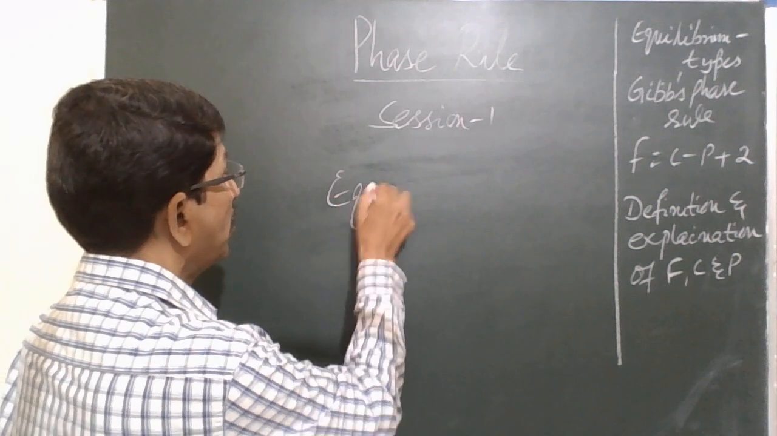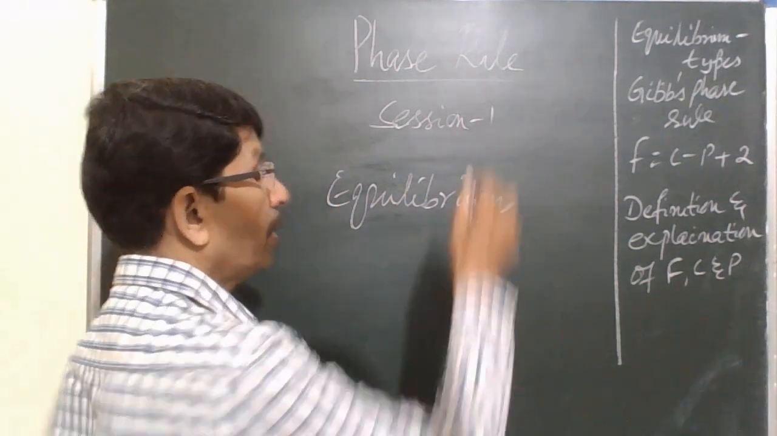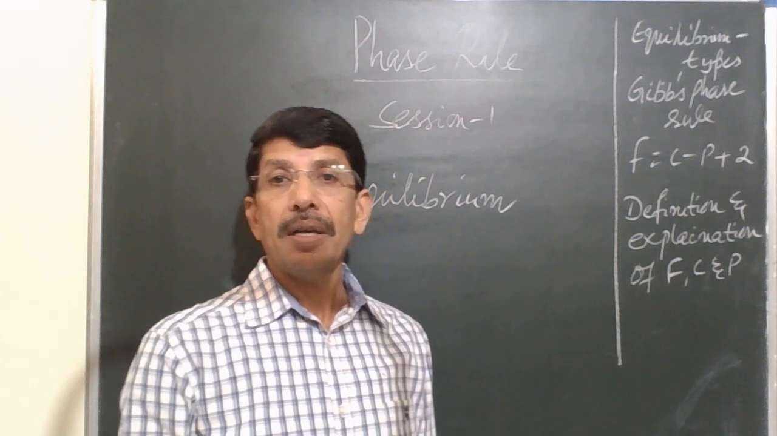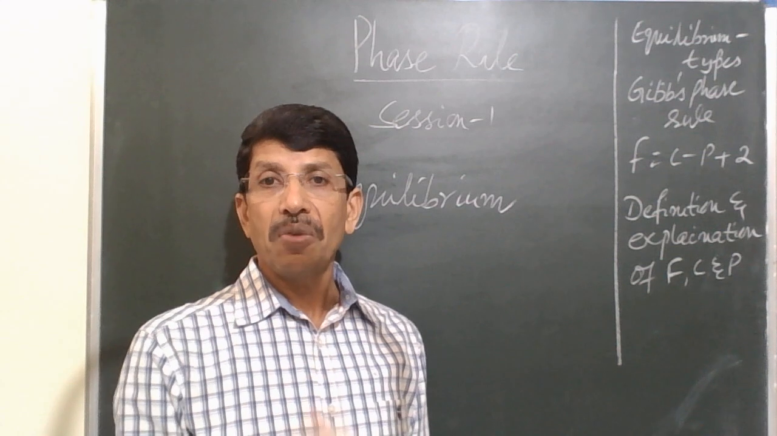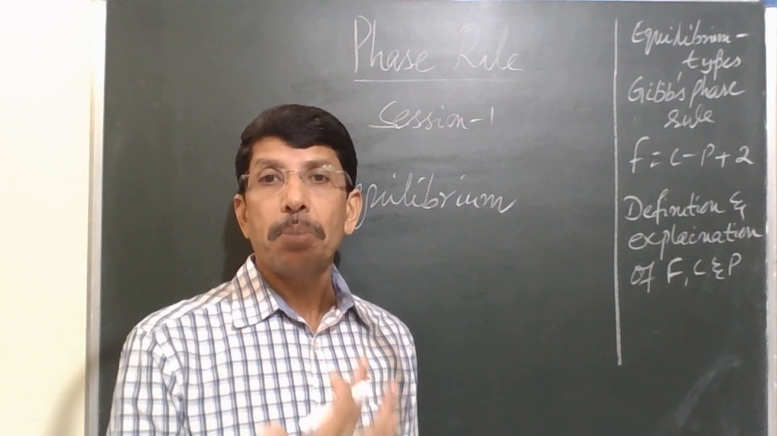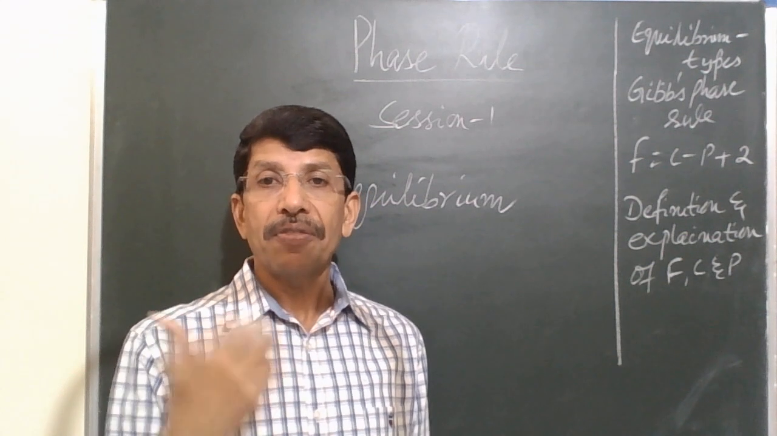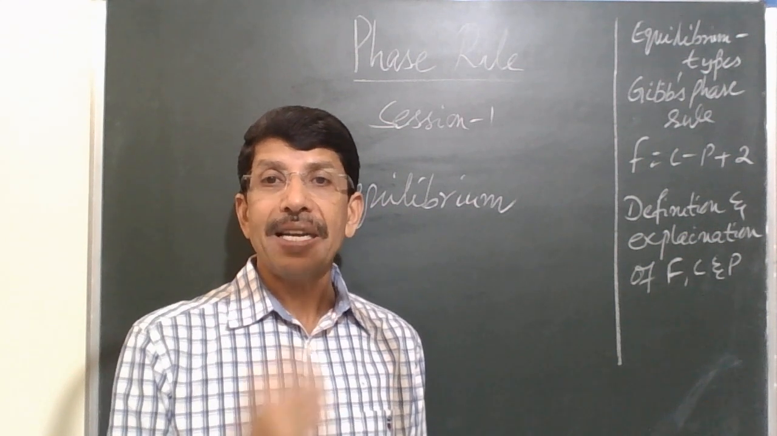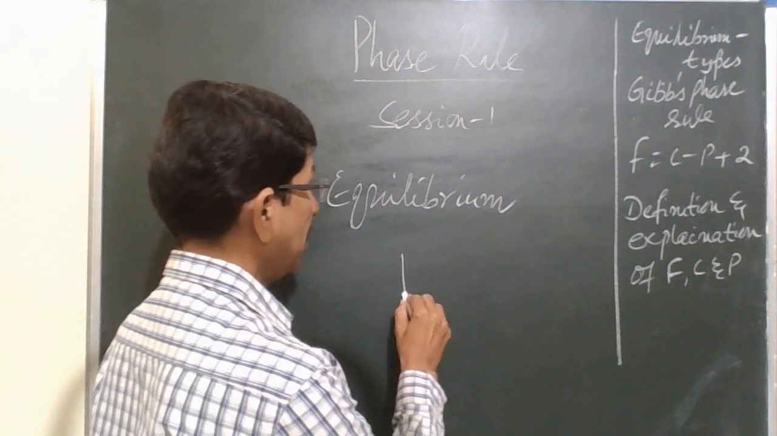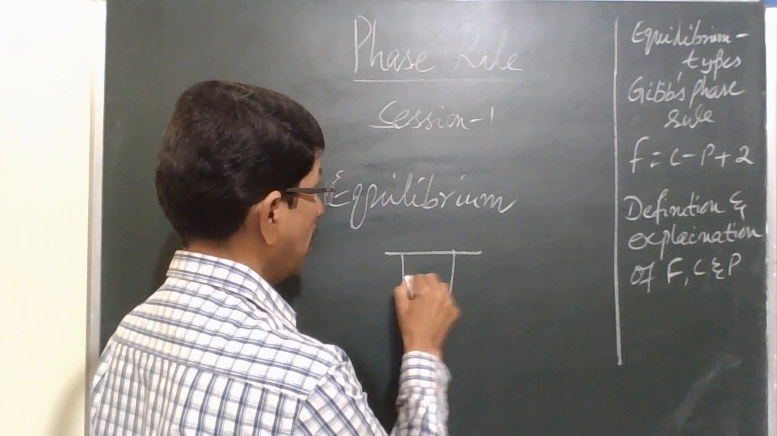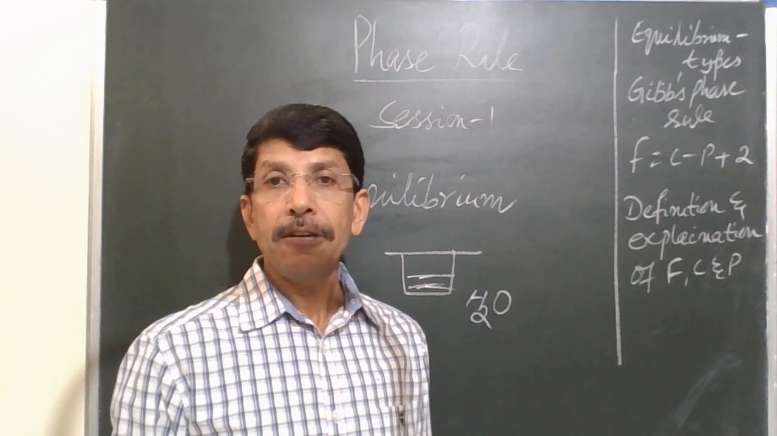Before going over to homogeneous and heterogeneous equilibrium, let us try to understand what is an equilibrium state. The equilibrium state of a system is the one in which there is no net change in the properties of the system. For example, if you have water placed in a closed container.